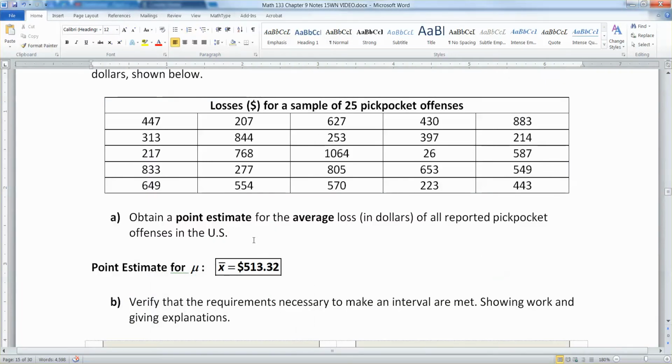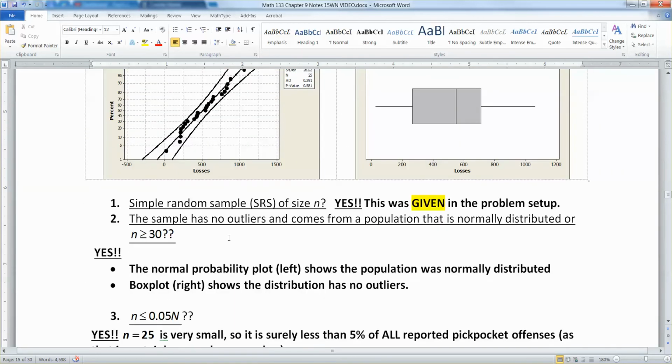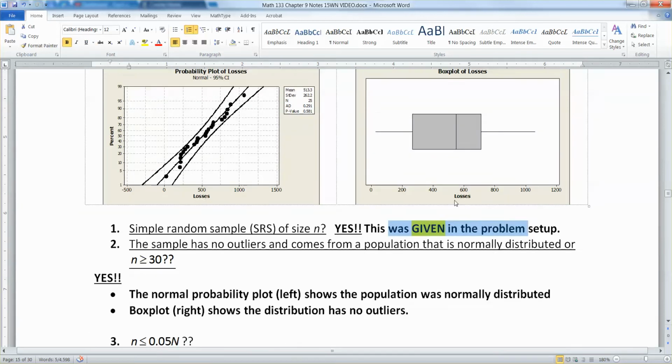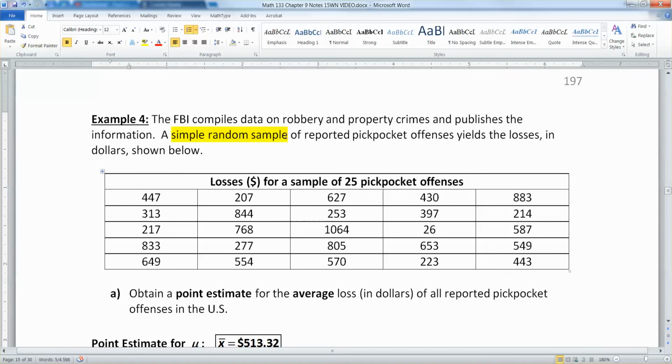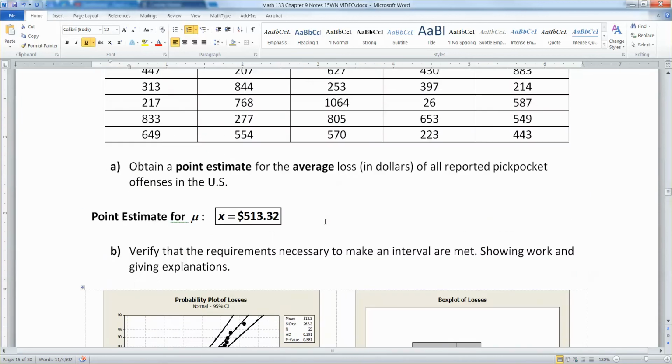Lovely. All right, now we need to verify the requirements necessary to make an interval are met and show working of explanations. So first one was that it was a simple random sample. Well, we totally have that because it was given to us in the problem setup. I even highlighted it right there in yellow. All right, so we're good there. Then we need to know that the sample is either bigger than 30 would be great, or comes from a population that is normally distributed with no outliers. Well, we don't have bigger than 30. There's less than 30 in this data set.